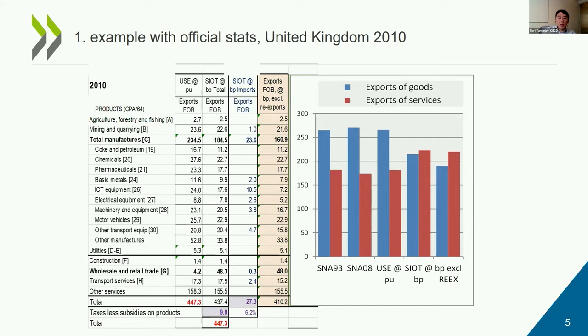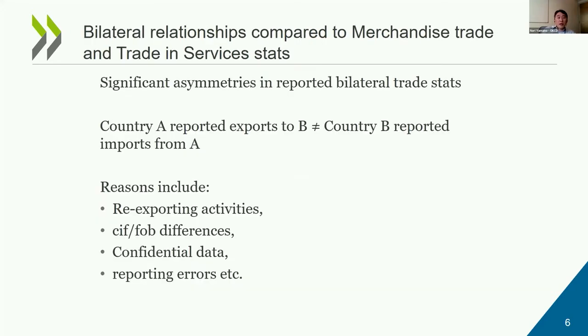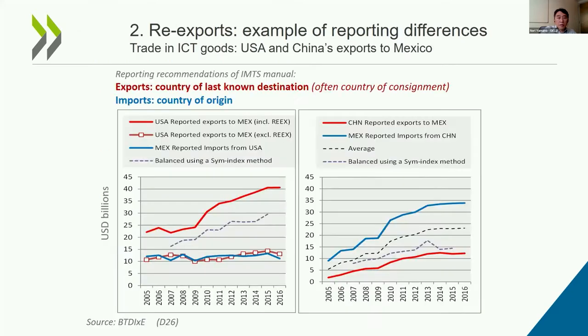So that's an ideal case. But unfortunately, we cannot get this information for all countries. So what we do here is fill the gaps, connecting the FOB, CIF, purchaser's prices and basic prices. Okay, and this is a summary for the bilateral relationship. I can skip this. Of course, we can circulate the slides, so please let me know if you're interested in this.